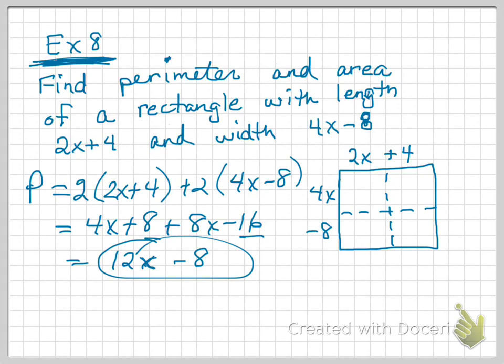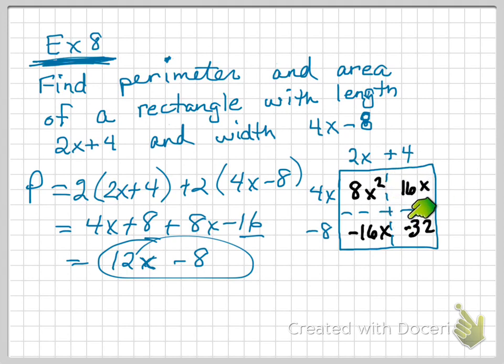Alright, I still need to find area. To find area, you're going to want to use the inside of this box. This little box right here has a length and a width of 2x by 4x. And remember, x times x is x squared, so that's 8x squared. This little box right here has a length of 4x and a width of 4, so that's 16x. This box is going to be -8 times 2x. Here's its length and its width. So 2x times -8 is -16x. And then to find this box, I have to take -8 times 4, which is -32.